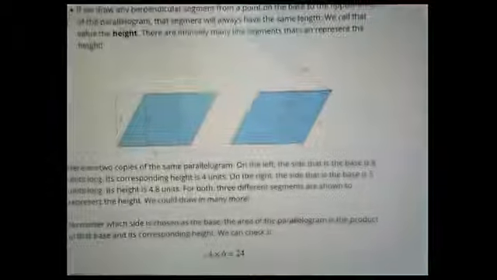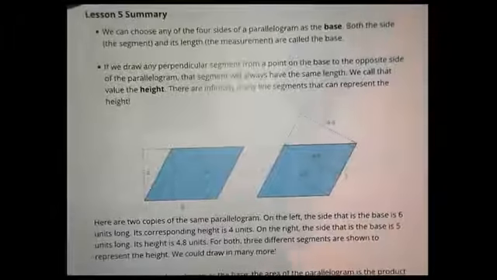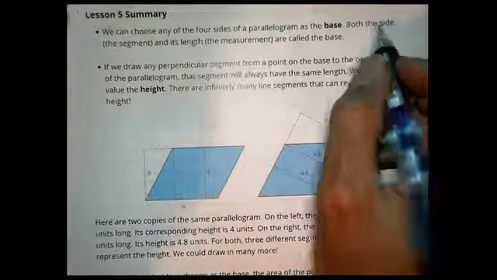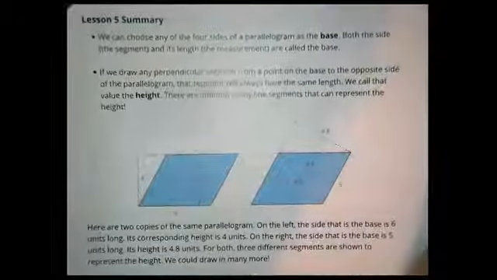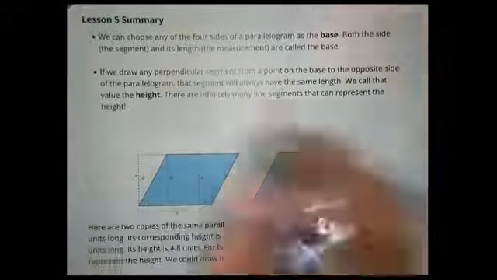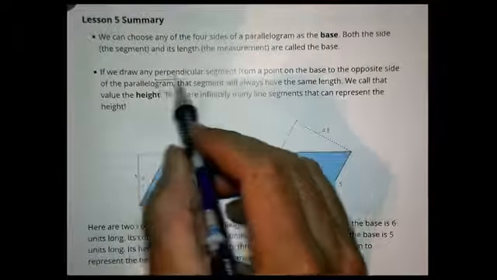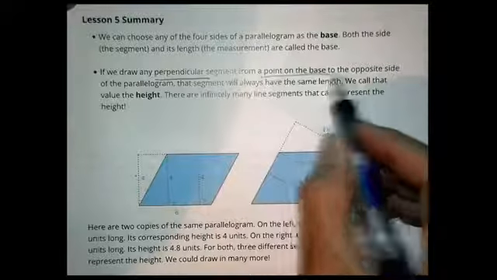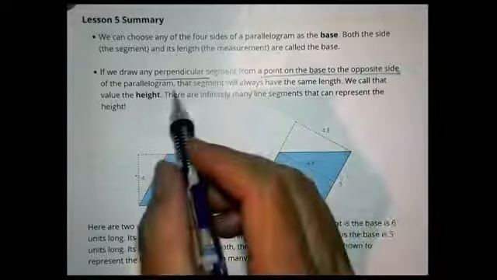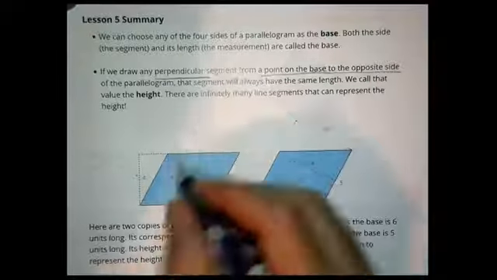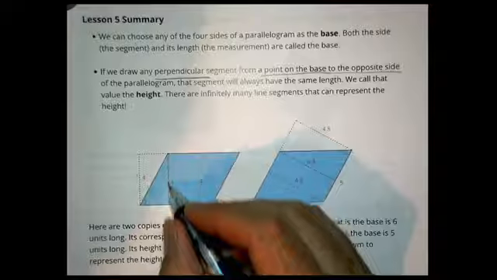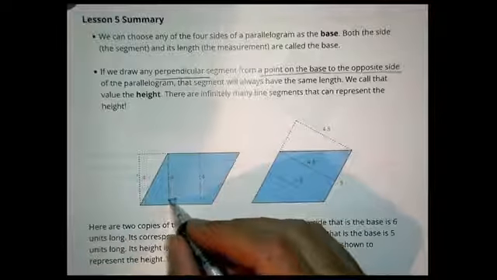Alright, so in summary today, we can choose any of the 4 sides of the parallelogram to be a base. Both the segment and its length are called the base. So it doesn't matter, you can pick any one you want to be the base. If we draw any perpendicular segment from a point on the base to the opposite side of the parallelogram, that segment will always have the same length. We call that value the height. So when I draw from one point to the other, perpendicular, that becomes a height.